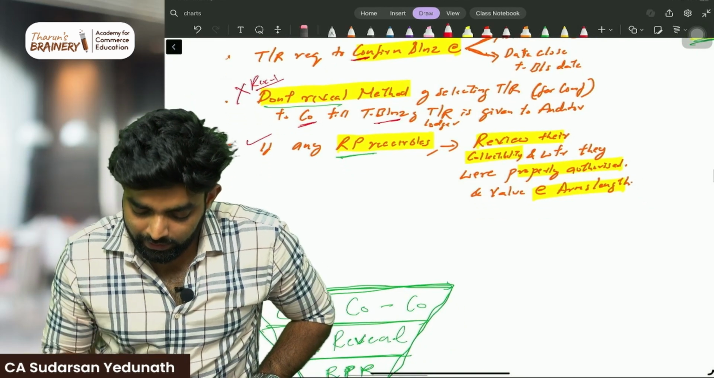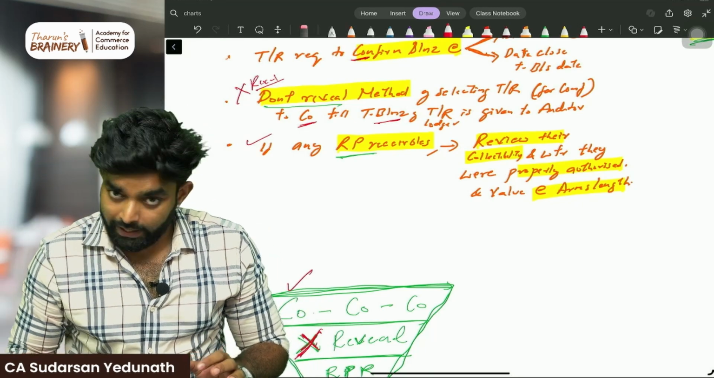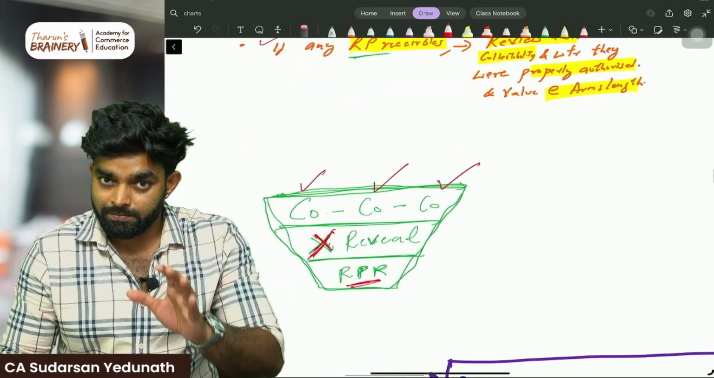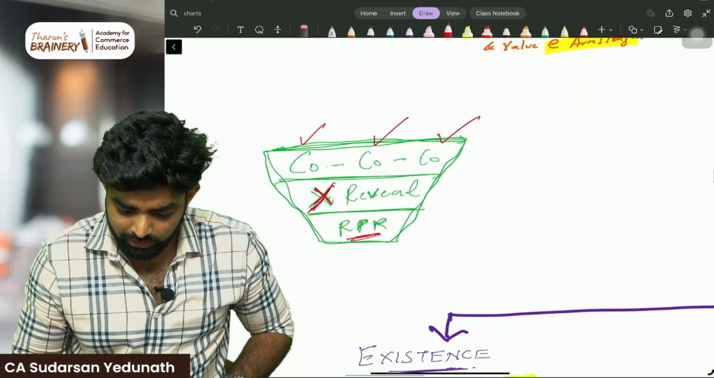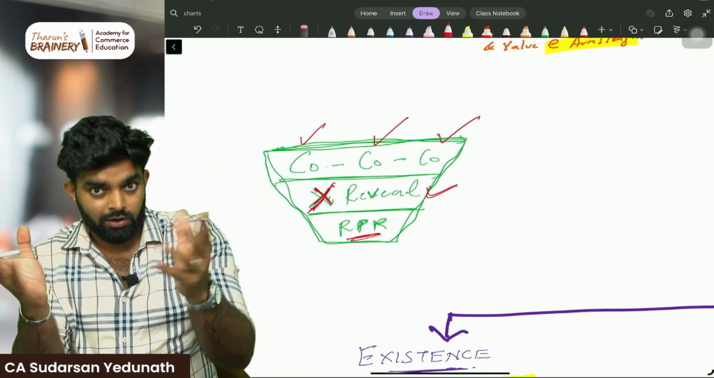Then if there are any related party, RP means related party, contact the customer directly, with the consent of the entity, and confirm balances as at the balance sheet date or any date close to that. Then don't reveal the method of selecting trade receivable.